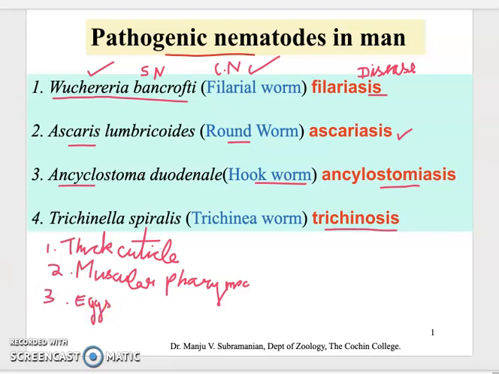The next parasitic adaptation is about the eggs laid by these parasites. In order to perpetuate themselves, they lay a large number of eggs, and the size will be minute. These eggs have a thick covering, so that they are protected from adverse conditions.